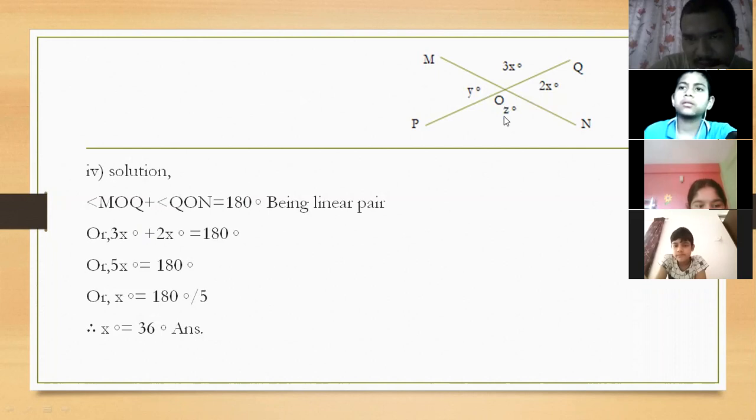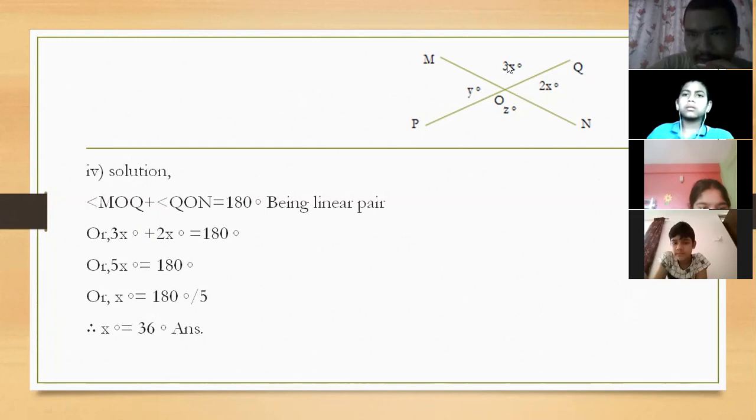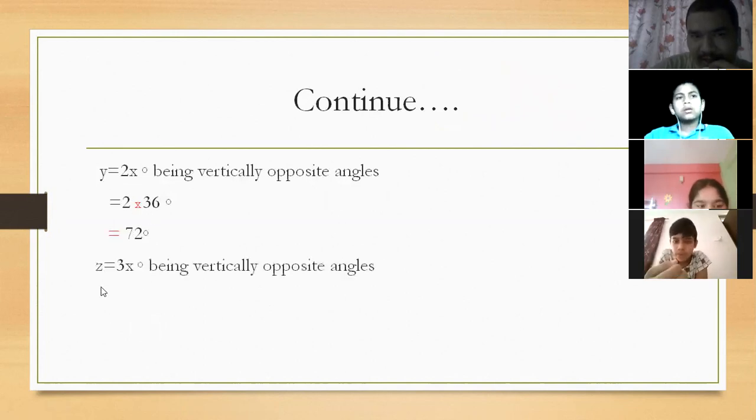And what will be the value of z? Z equals 3x, right? Z equals 3x because they are vertically opposite angles. Clear, children? Yes. Then that is done in this question. We just put the value of x here. And z equals 3x means 3 times 36, which gives you 108 degree.